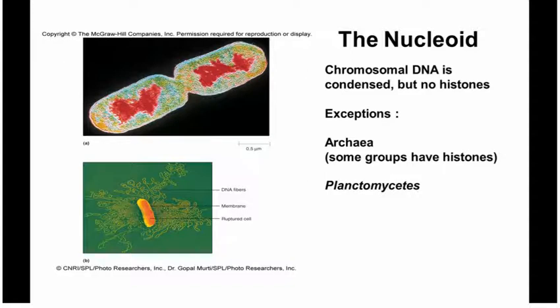Okay, the nucleoid. So this is where the bacterial DNA is. It's concentrated in the middle of the cell, and it's condensed. How do we know it's condensed? Because if you get a bacterium and lyse it very gently, treat it with proteases to destroy all the proteins, then the chromosome can leak out and expand and come out of the cell, which you can see here.